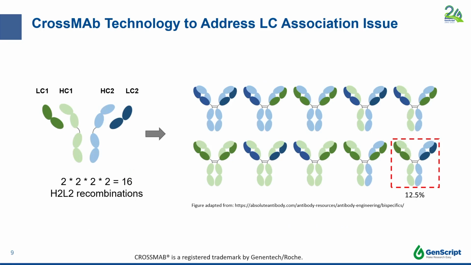So what is the light chain association issue? Effectively, if you co-express two separate light chains and two separate heavy chains and let them assemble spontaneously, then you're likely to get up to 16 different combinations of these light chain and heavy chain combinations, where only 12.5% of them are actually the product that you want. And actually, good luck trying to purify this 12.5% away from everything else.